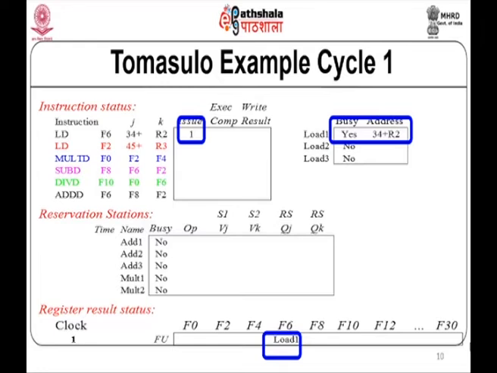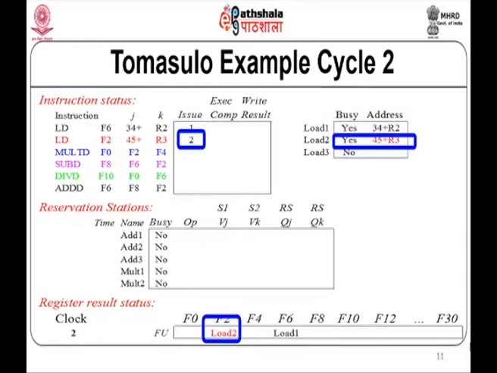So, those values are also stored in your reservation station entry, and the register result status indicates that register F6 has to be written by your load instruction, because after the data gets loaded, the load instruction has to write into F6. So, it indicates that F6 has to take the data from load 1. All this happens during clock cycle 1.